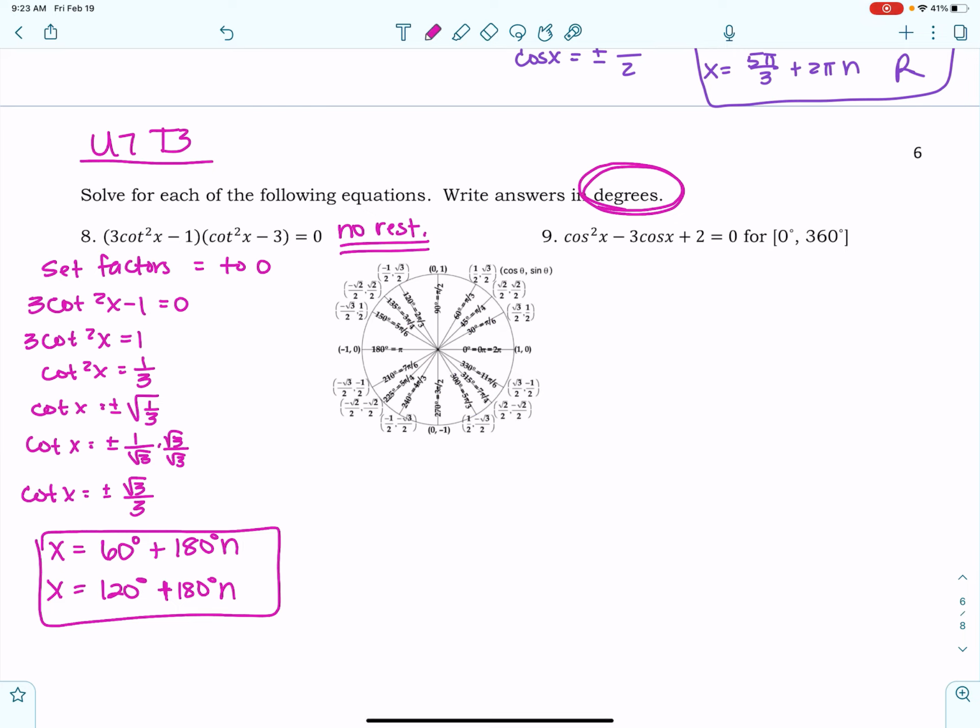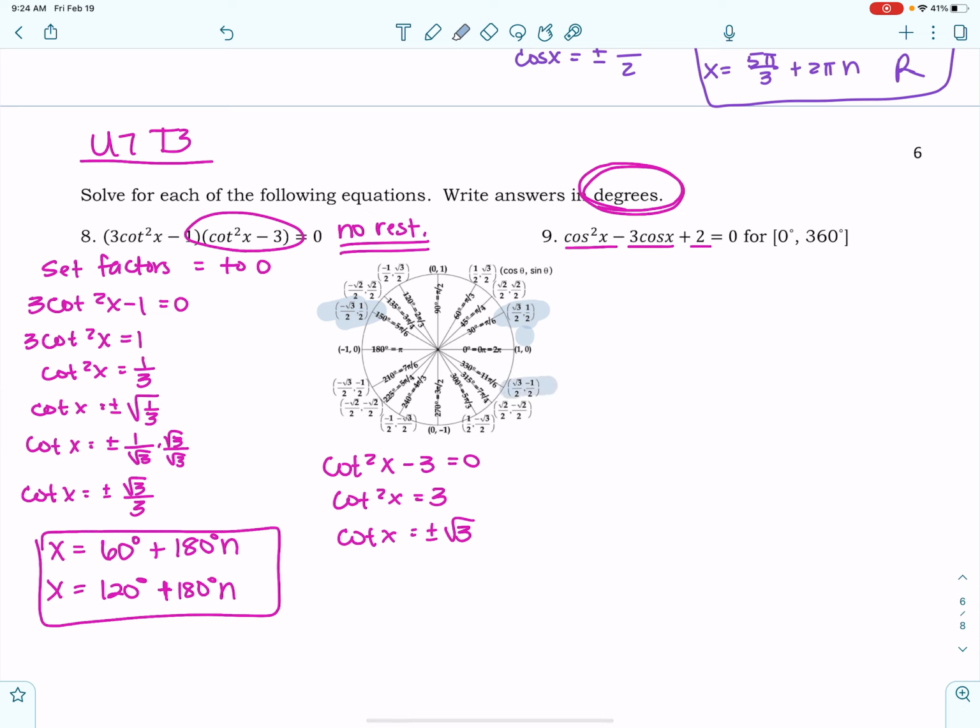All right, number 9, notice here we have cosine squared x minus 3 cosine x plus 2. This is a trinomial, so I am going to have, oh, I did not finish number 8, shame on me. I forgot the other factor. Okay, so cotangent squared x minus 3 equals 0. Sorry, babies. I have to add 3 to both sides, and then take the square root. Just like that. Remember, these values occur right here and right here, so plus and minus. They also occur right here and right here, but again, since these are directly across from each other, we only have to account for one because of the rotation, because there aren't restrictions for this problem.